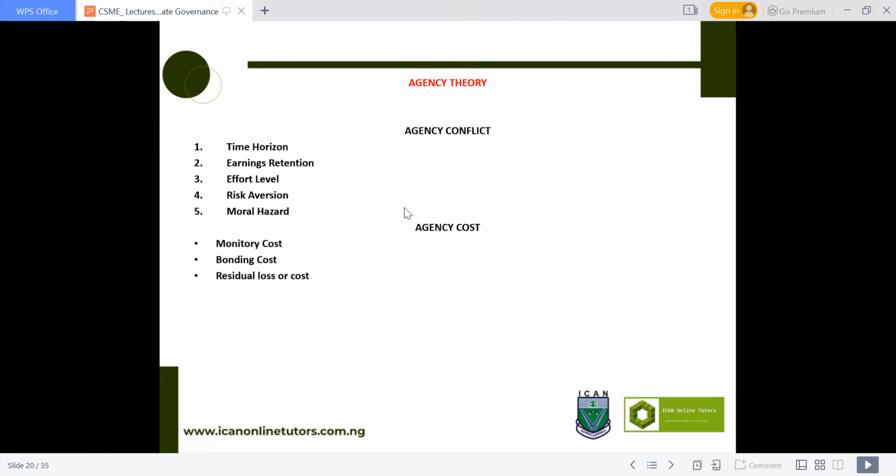That is the conflict that can come up between the agent and the principal. We can categorize it into 5. Time horizon now: the shareholder is thinking about the long run. Will my company still continue to exist by 2030?